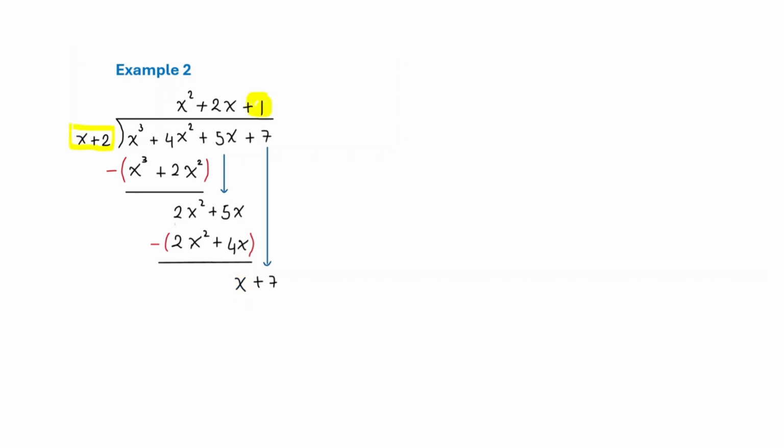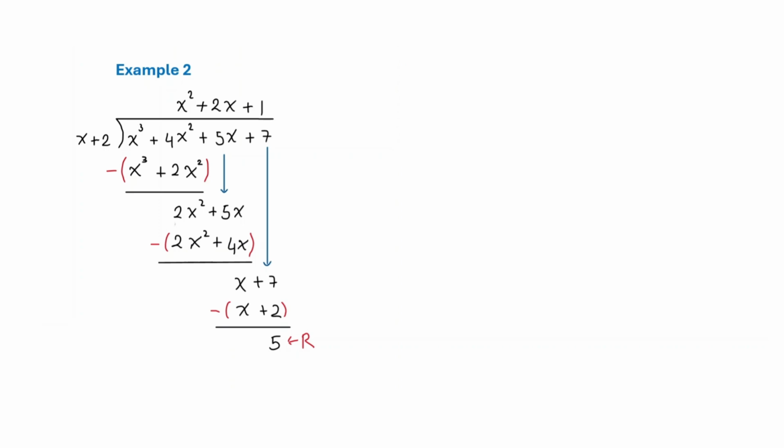We multiply 1 by the divisor. 1 multiplied by x is x. 1 multiplied by 2 is 2. So we write x plus 2. Now we subtract. X minus x is 0. 7 minus 2 is 5.